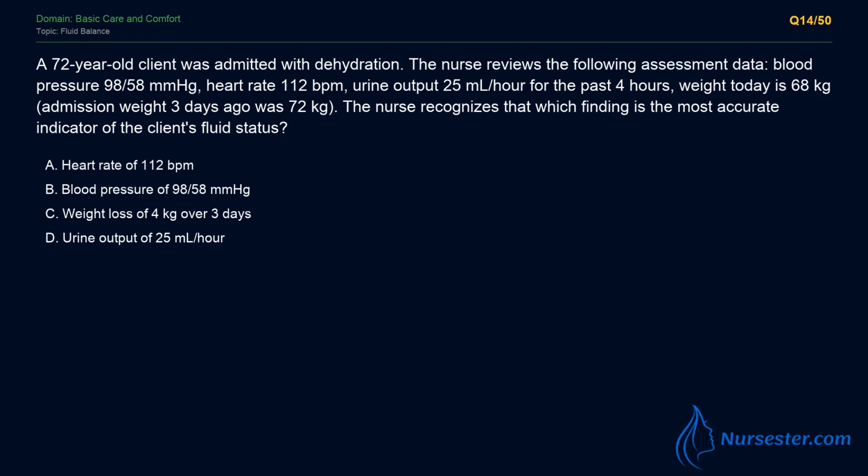Option A, heart rate of 112 bpm. Option B, blood pressure of 98/58 millimeters of mercury. Option C, weight loss of 4 kilograms over 3 days. Option D, urine output of 25 milliliters per hour.